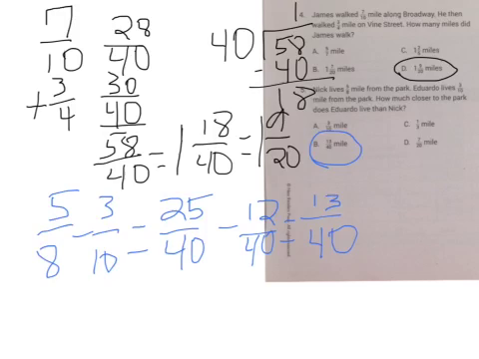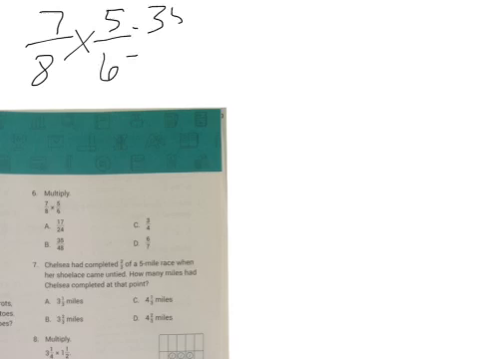Alright, so let's go to number 6. Our instructions are just plainly, let's multiply. So we have 7 over 8 times 5 over 6. And so we're just going to simply multiply. So we know 7 times 5 is 35, and then we know 8 times 6 is 48. So we have 35 over 48, and there's our answer, B.